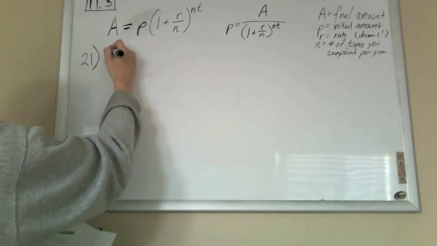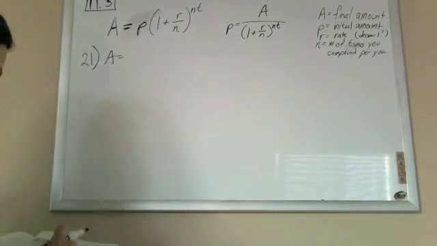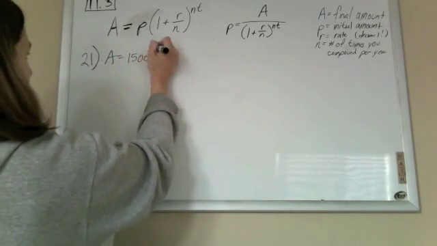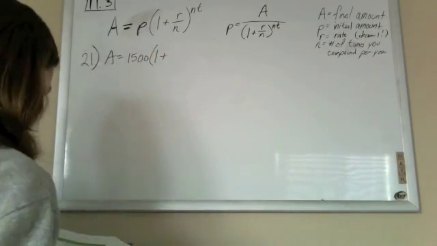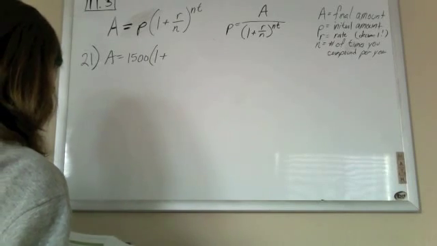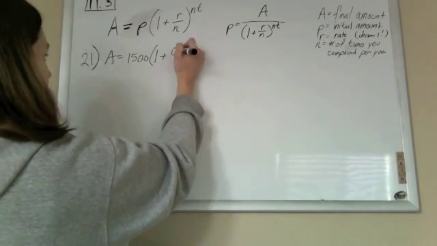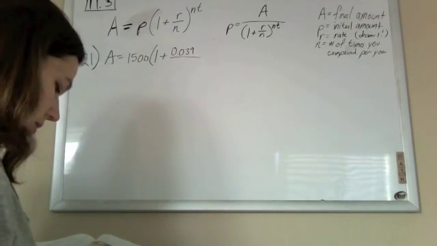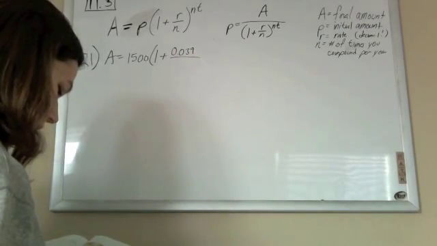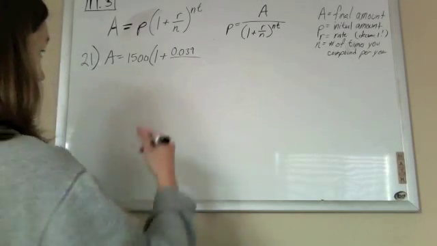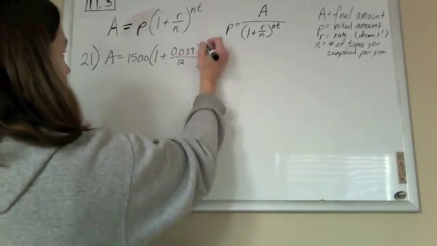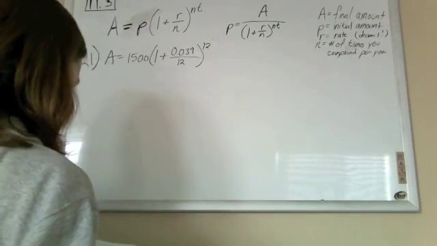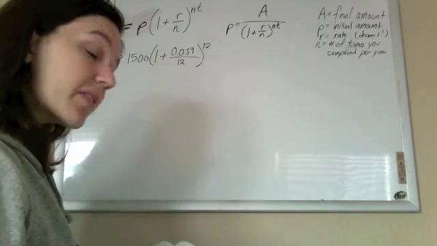So the final amount they'll have is the amount they start with, the 1,500, times 1 plus the rate, which is 3.9%, so 0.039. Always move that decimal 2 spots. Compounded monthly, so 12 times per year. Again, n is 12, and they want to know after 30 months.